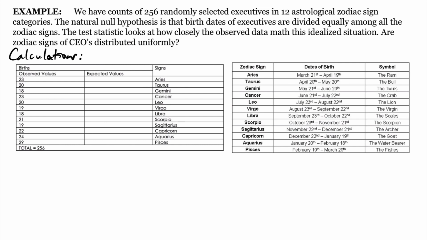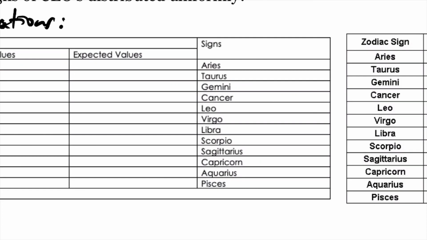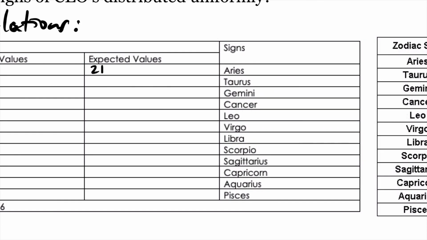So expected counts. What are the expected counts going to be? How do we find expected counts? If they're evenly distributed, uniformly distributed, the same distribution, that means everyone should be the same, right? So for each one of these 12, we should expect how many? 21.33. So let's go 21.33 for all of them.